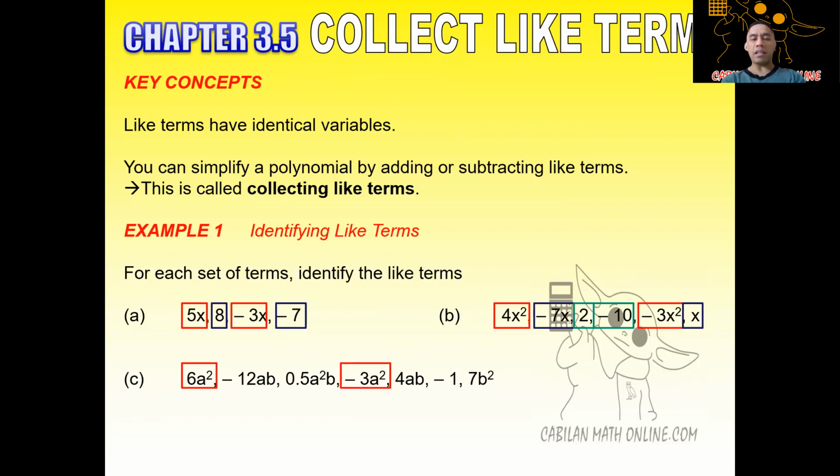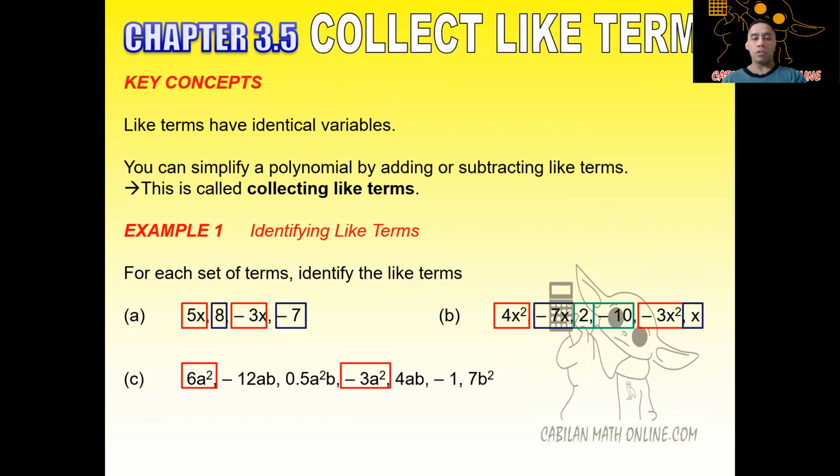Now you're probably looking at that 0.5a squared b there and thinking, well, why can't we include that? Well, 0.5a squared b has a b attached to it. So even though there's an a squared, the fact that there's also a b attached to that makes that particular one an unlike term compared to the ones I've boxed there.